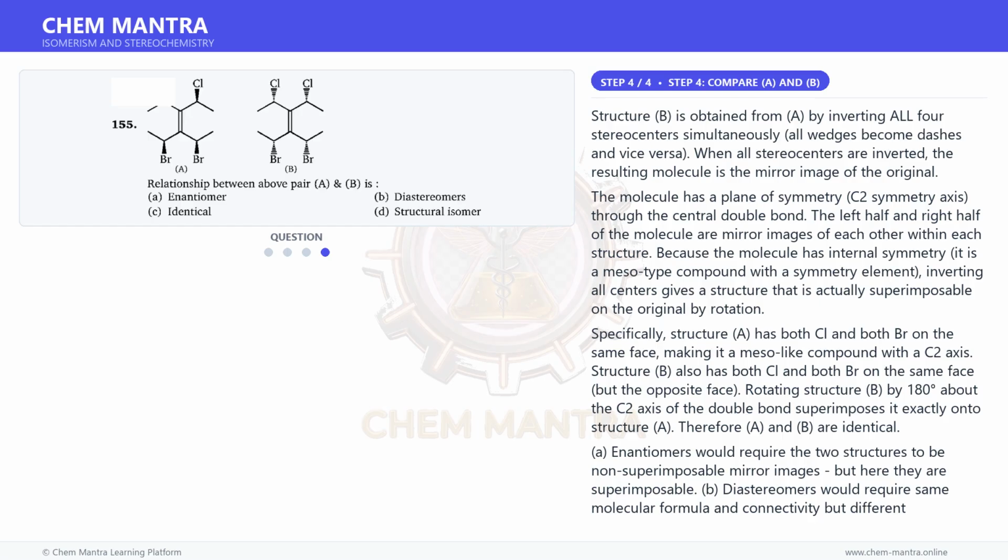Structure B is obtained from A by inverting all 4 stereocenters simultaneously. All wedges become dashes and vice versa. When all stereocenters are inverted, the resulting molecule is the mirror image of the original. The molecule has a plane of symmetry, a C2 symmetry axis, through the central double bond.